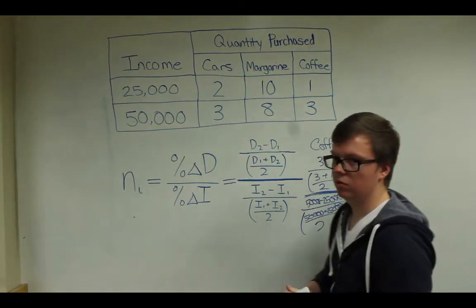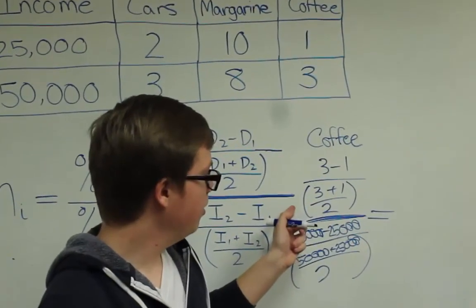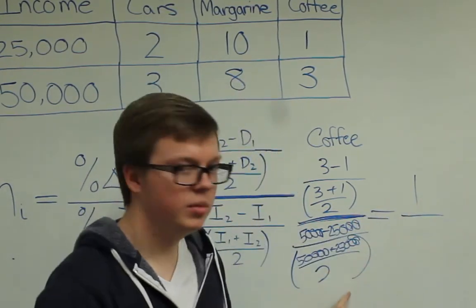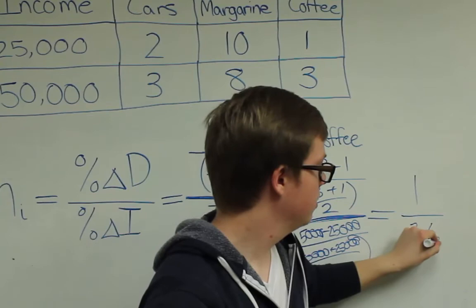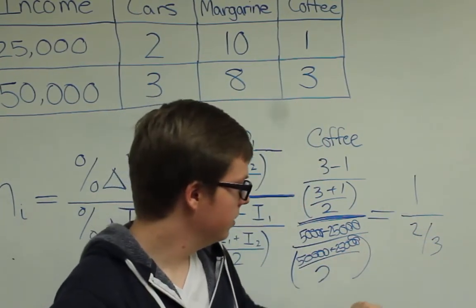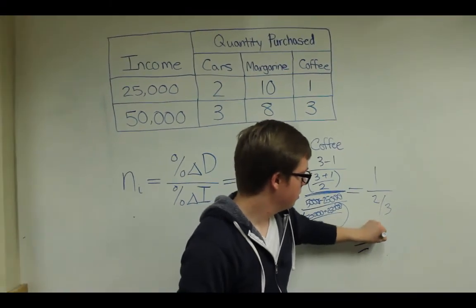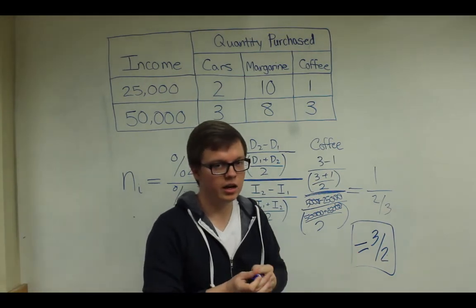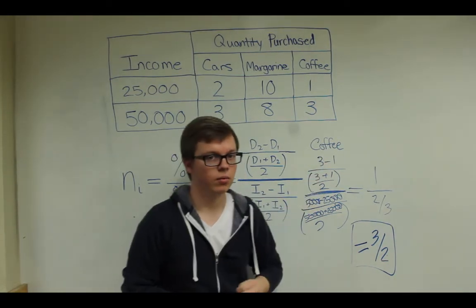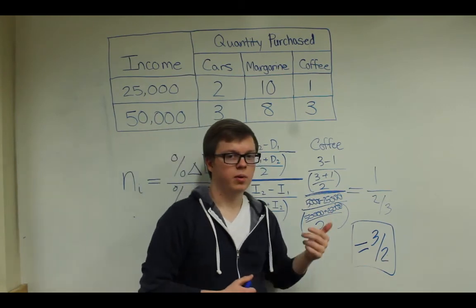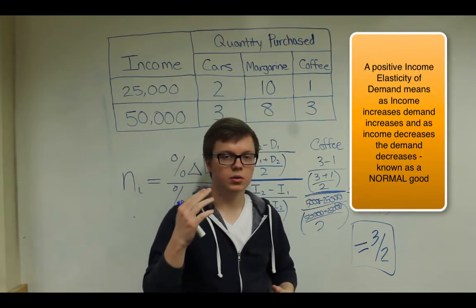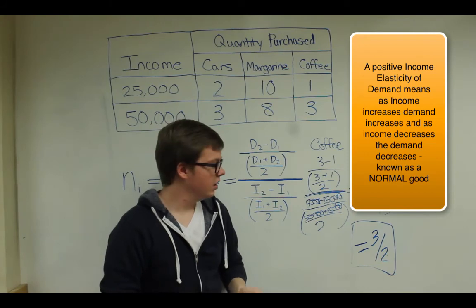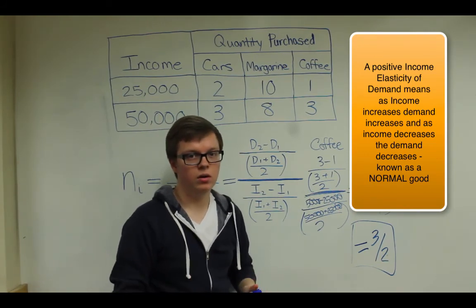And again, if you follow along with your calculator, on top we'll get 2 over 2, which is 1. And the bottom here, as before, the percent change in income was 2/3. So this works out to be 3/2. So that's the income elasticity of demand for coffee in this example. And now we can see our number is positive, and that means that as your income goes up, your demand goes up. And you can see that in the table again. Coffee demand goes up. And in economics, we call that a normal good.